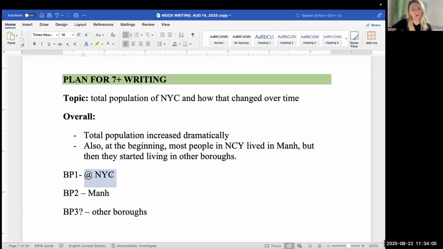So I have here for New York City, Manhattan, and other boroughs. But you could probably organize it in other ways. Like maybe you could write just 2 body paragraphs or 3. You could compare this together. You could write this separately, or you could put this together if you want. There are possibly several different options. There's no single one way.